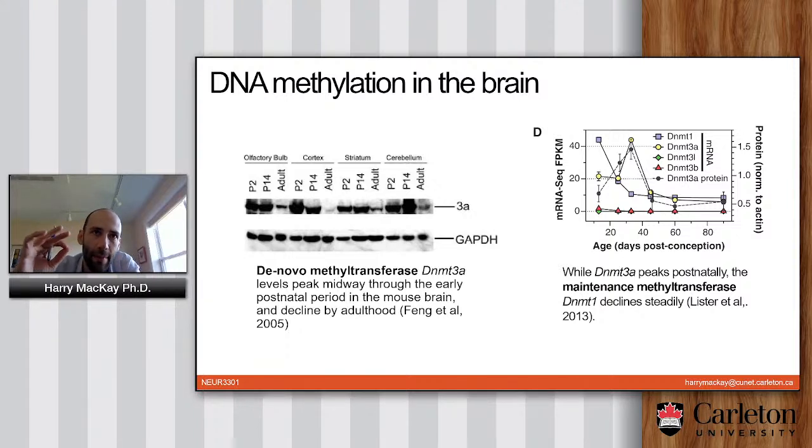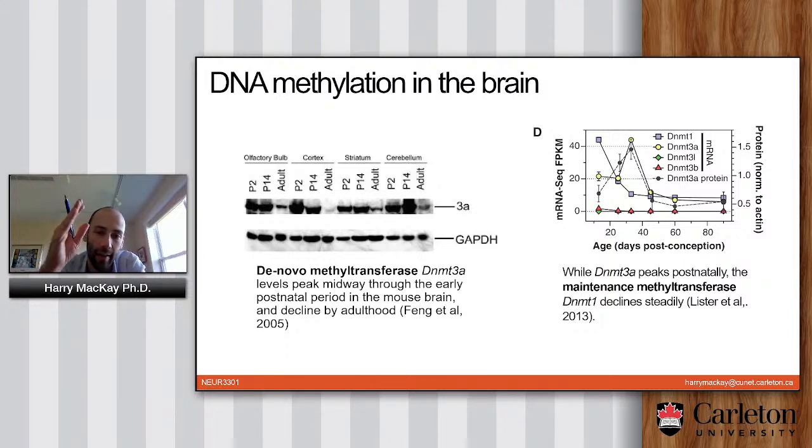Now, what I'm trying to emphasize is that there's a contrast between DNMT3A, which is the de novo methyltransferase, meaning that it adds new methylation, with DNMT1, which is a maintenance methyltransferase. The maintenance methyltransferase is only there to copy methylation across cell divisions. And in the brain, neurons don't really tend to divide after the fetal period. So DNMT1 becomes very low.